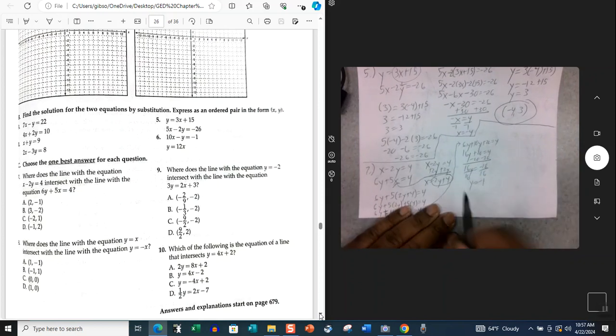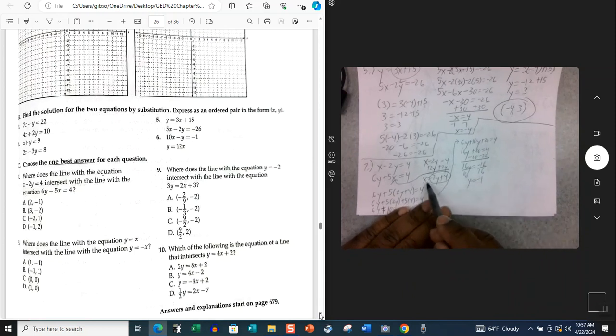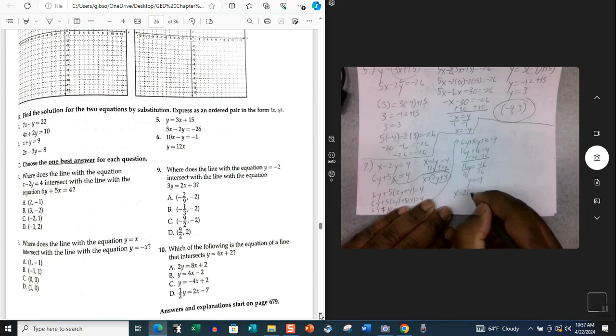Now, we go to either one of these equations and put in negative 1 for y. I would pick this equation. So we have x equals 2 times negative 1 plus 4. X is equal to negative 2 plus 4, so x is 2. So our ordered pair will be 2, negative 1.